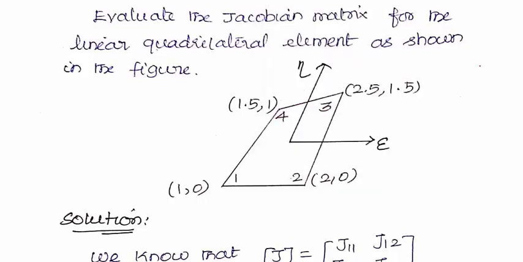The coordinate positions of the quadrilateral element are mentioned in the figure, but at which point the Jacobian matrix has to be obtained, that detail has not been mentioned in the problem. So by keeping that local coordinate position epsilon and eta as variable, we need to formulate the Jacobian matrix.